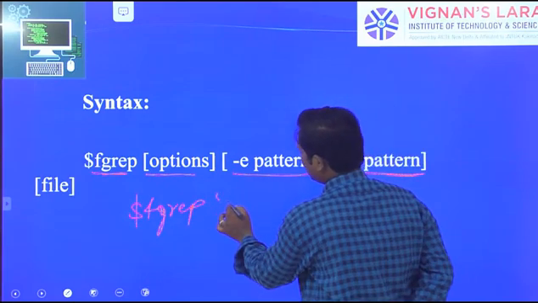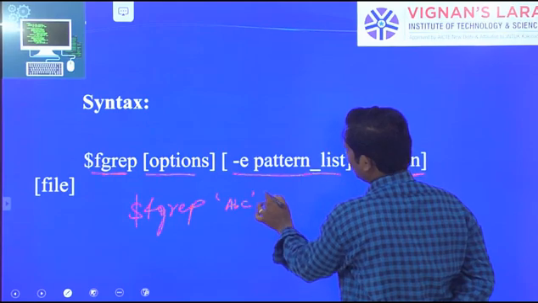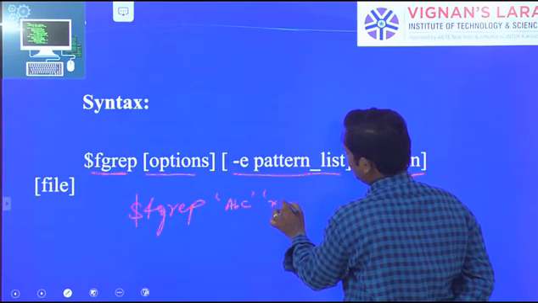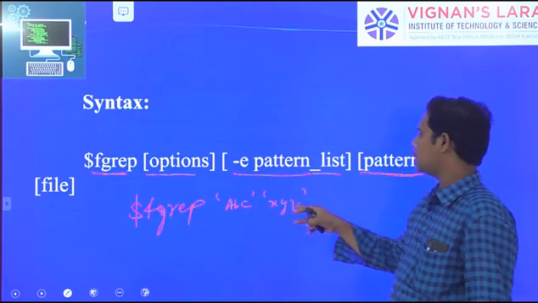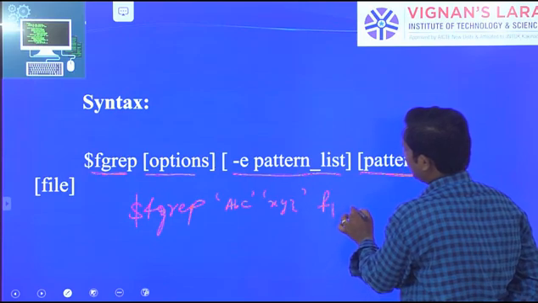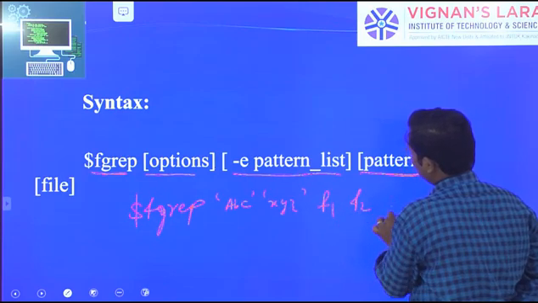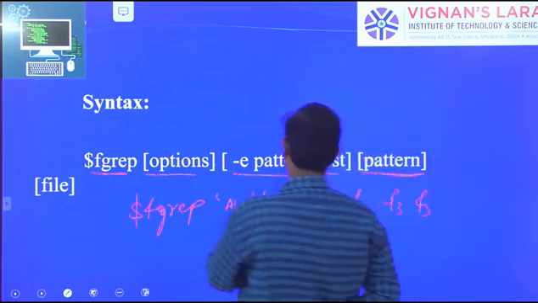So the first pattern is ABC, and the second pattern is X, Y, Z. Here how many patterns are there? Two patterns I want to search. Here the input files are F1 file, F2 file, F3 file, F4 file. Observe here, multiple patterns.